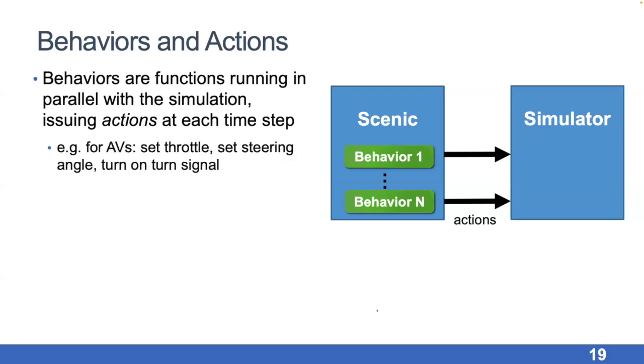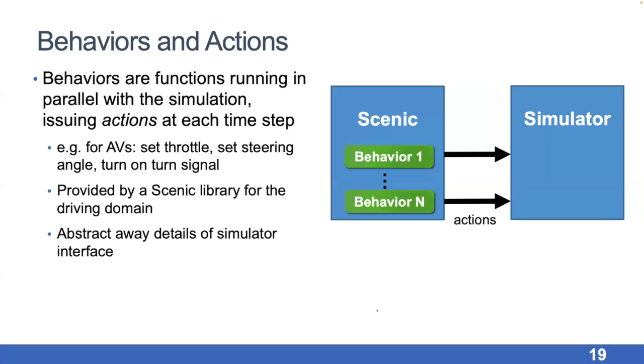So for AVs, it could be throttle, steering, turn on your turn signal. These are what we're calling actions. These are basically things you can do in one time step. And they're domain specific. So the driving library that we talked about before defines actions like throttle, steering, etc. If you're working with a robot, you could define actions for changing the angle of part of the arm, for example.